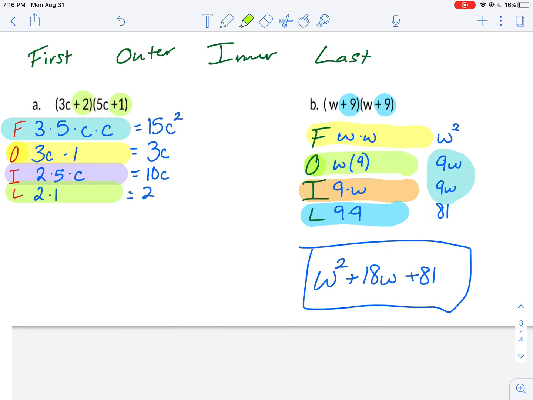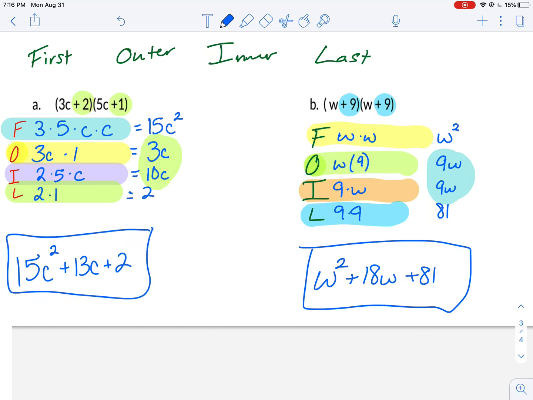And now same idea here. I've got like terms in the middle. I don't have any more c squareds. So these are my only c squareds. That's my only constant. So when I combine my like terms, I've got 15c squared. I can combine 3c and 10c for 13c, and then plus 2. So that's our FOIL method. And that's how we are going to multiply binomials together.